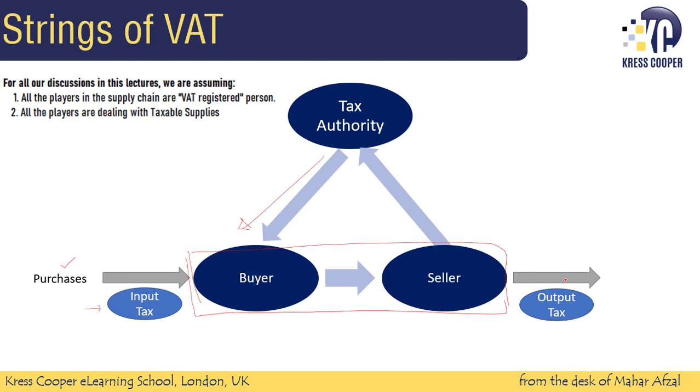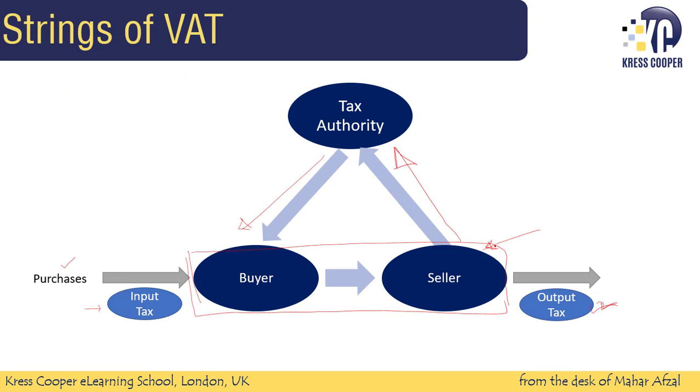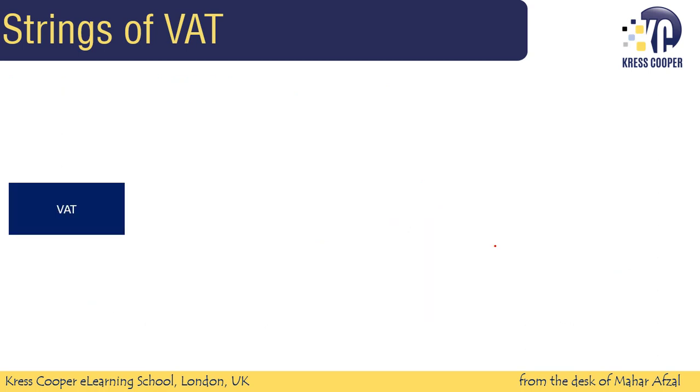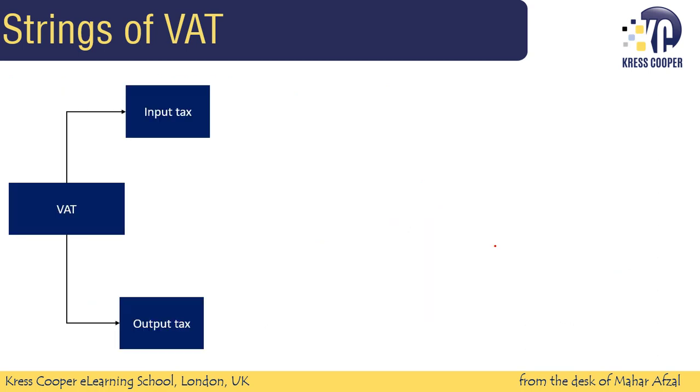Whenever the business, as a seller, is selling anything to the customer, the business is charging output tax, and this output tax the business pays to the tax authority. Since the business as a seller is collecting output tax from the customer, I am always saying these are the presumed collectors of the government. So we can summarize our discussion like this. VAT has two strings: one is input tax and the second is output tax.